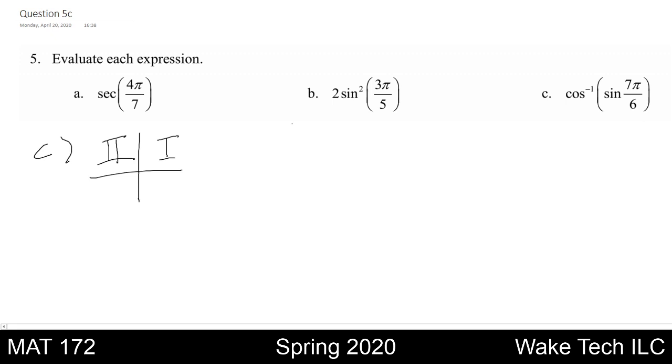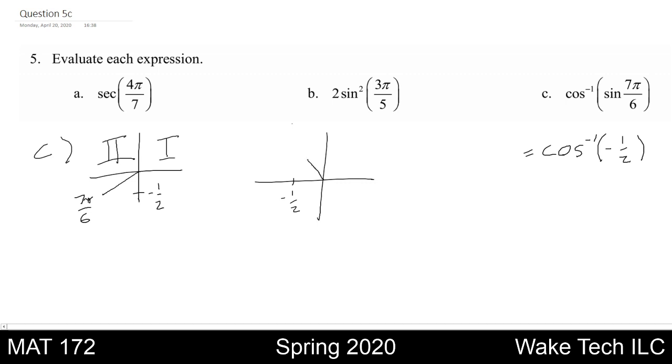7 pi over 6 can itself be found in the third quadrant and has a y value of negative 1/2, and thus sine of 7 pi over 6 is negative 1/2. Making that substitution, we find that cosine inverse of negative 1/2 can be found when we plot an x value of negative 1/2, because it's a cosine.